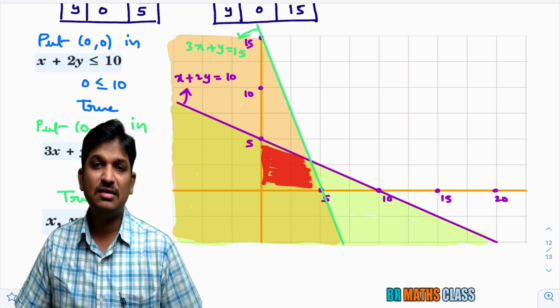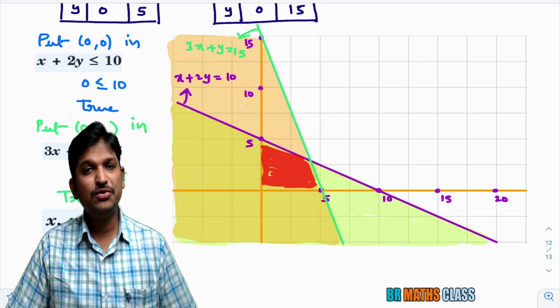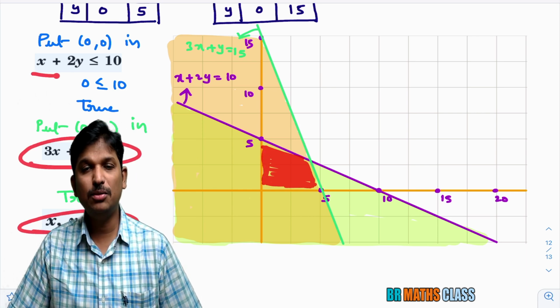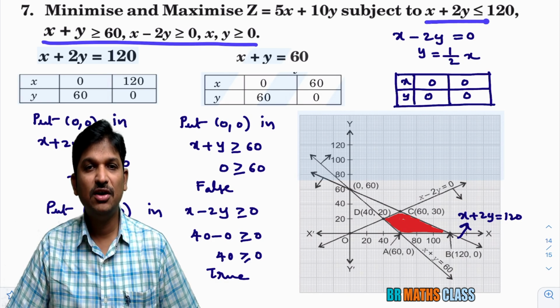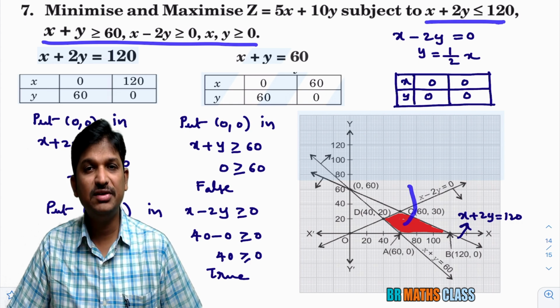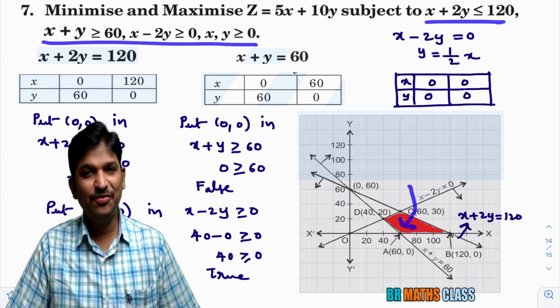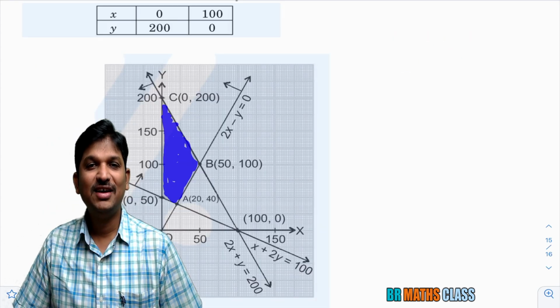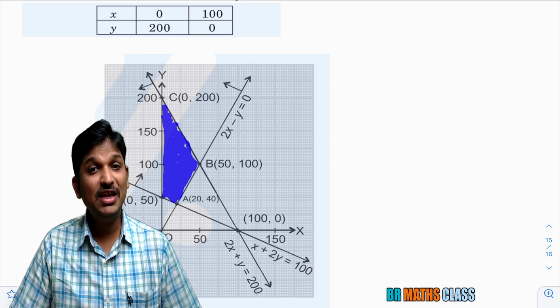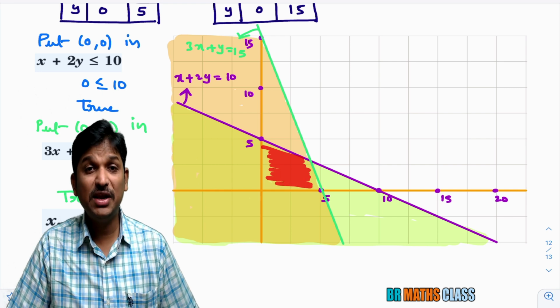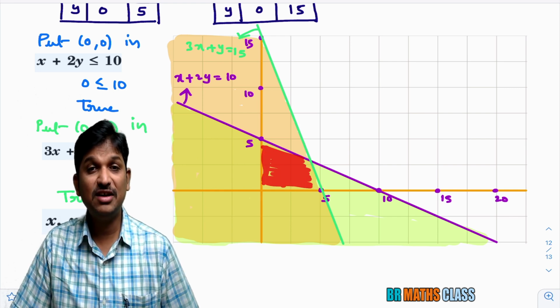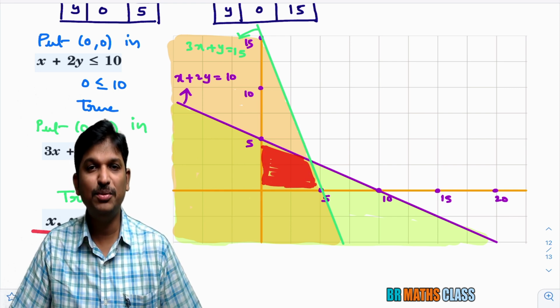In today's class, in the second problem, if you observe, there is a line passing through the origin. When a line is passing through the origin, many students find it difficult to find the solution of the linear inequality. So I explained that clearly. Please observe that second problem in this video.